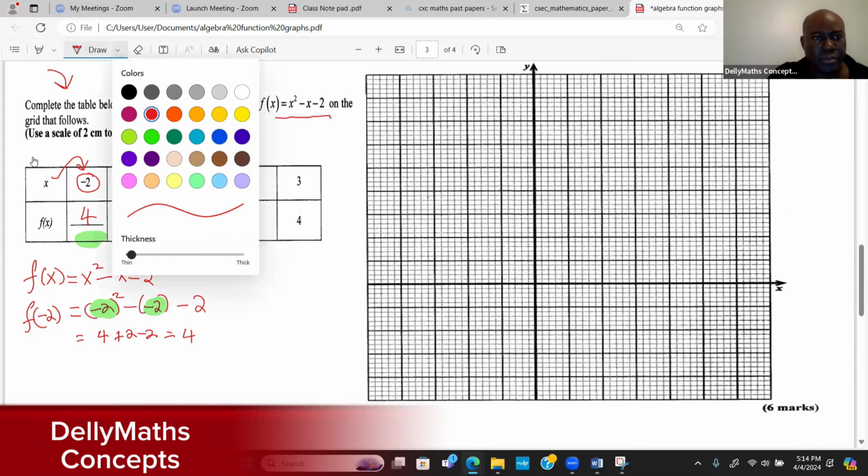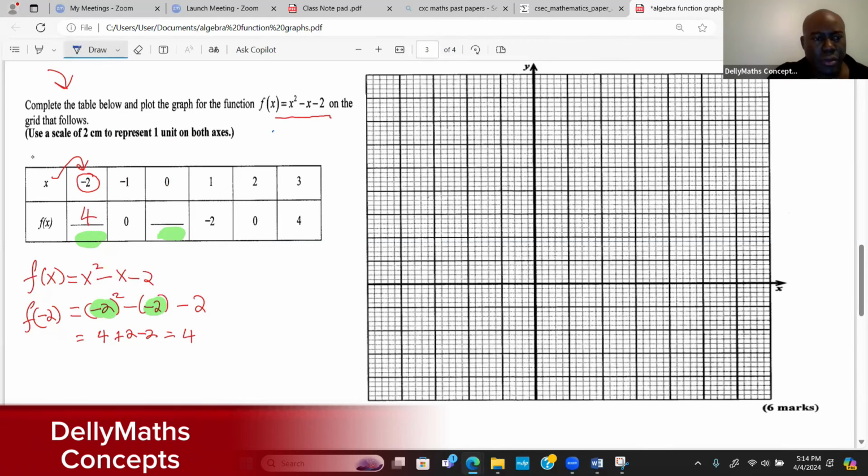All right, let's do the other one. For the other one, we're going to find f of 0. So let us take a look. F of 0, which means wherever x is, I'm going to put 0. So 0 squared minus 0 minus 2. As you could see, this is just minus 2. So we have minus 2 here. Now, after we do that, we're going to set up our axes and then we're going to plot the points.